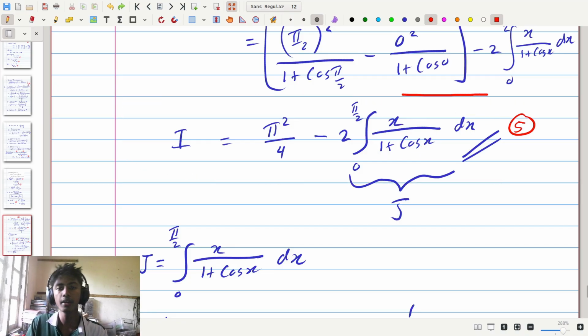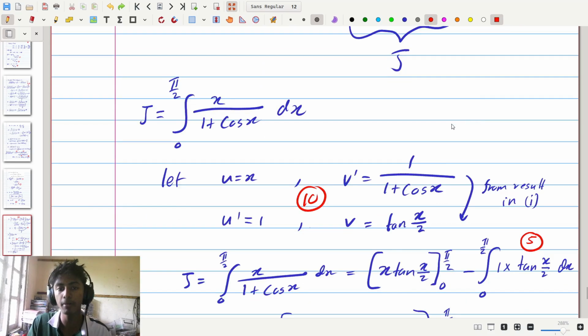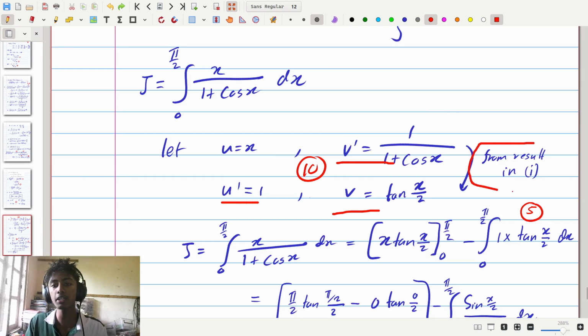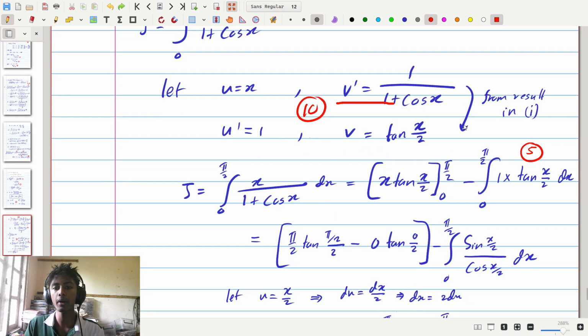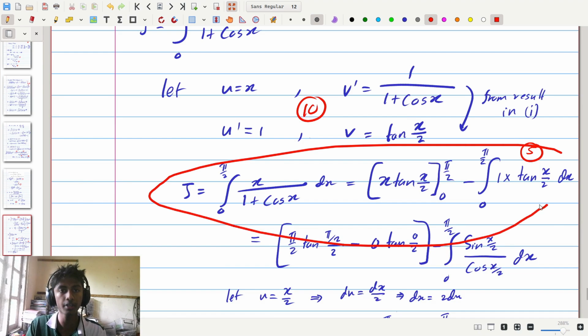Now after that, when you take this integral and apply integration by parts for a second time, like so, for getting the correct u, v prime, and then finding the u prime and v corresponding with that, and showing that v can be found from the result in part 1, you get another 10 total marks. Now after that, in the last part, when you then substitute in integration by parts like so, and get this equation right here, you get 5 marks.